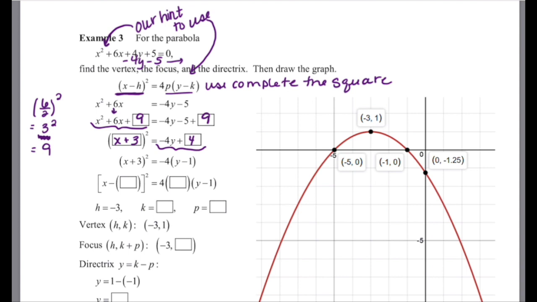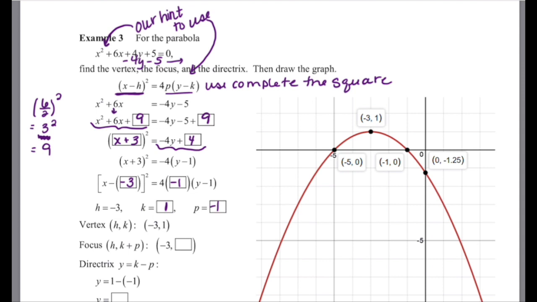We need our p value. So right now we need to say 4 times what gives me negative 4? Well, 4 times negative 1 gives me negative 4. I also can rewrite x plus 3 squared using subtraction, because that's the same as x minus a negative 3. And now we have our values. We have our h value, which is negative 3, our k value, which is positive 1, and our p value, which is negative 1.